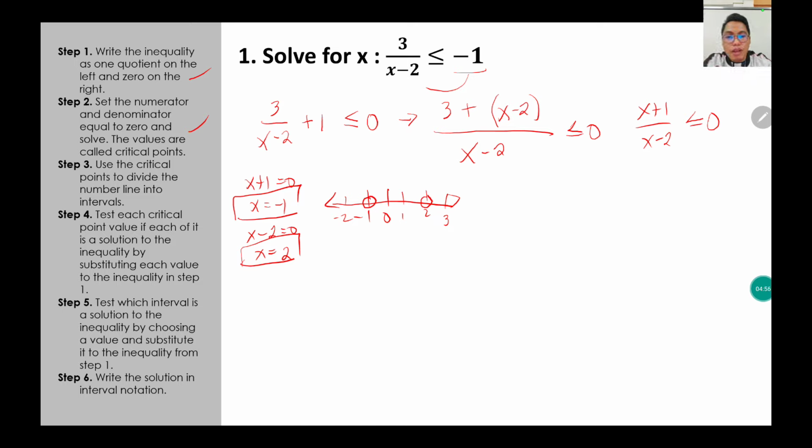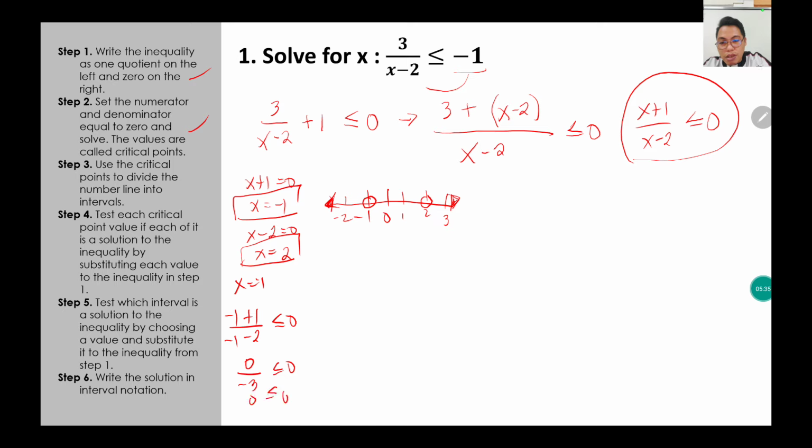Okay, so we have drawn already a number line. Test each critical point value if each of it is a solution to the inequality by substituting each value to the inequality in step 1. So, ito yung magiging basis na natin ngayon. Isa-substitute daw natin isa-isa yung mga point value na nakuha natin. So, for x equals negative 1, we'll have negative 1 plus 1 over negative 1 minus 2 less than or equal to 0. So, this will be 0 over negative 3, which is actually 0. So, this one is a solution.